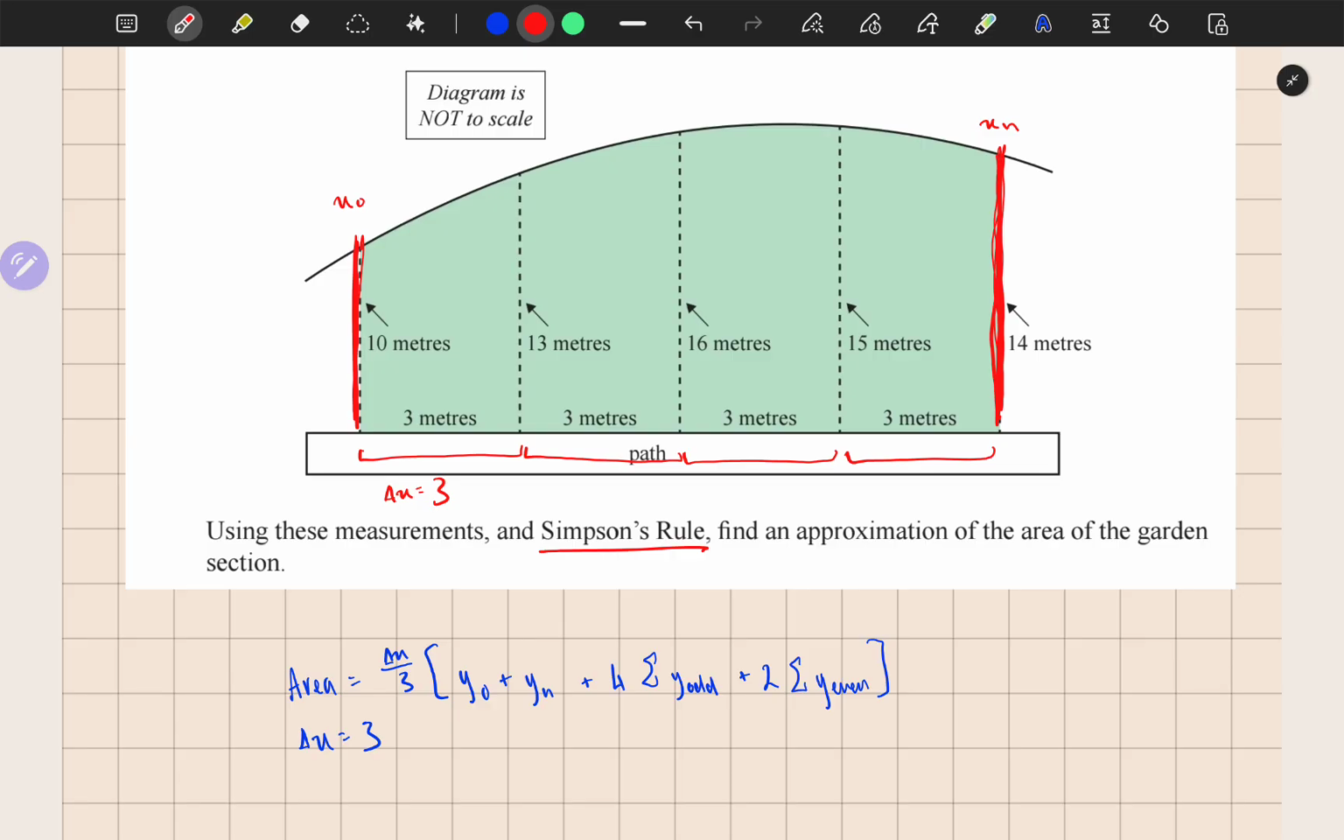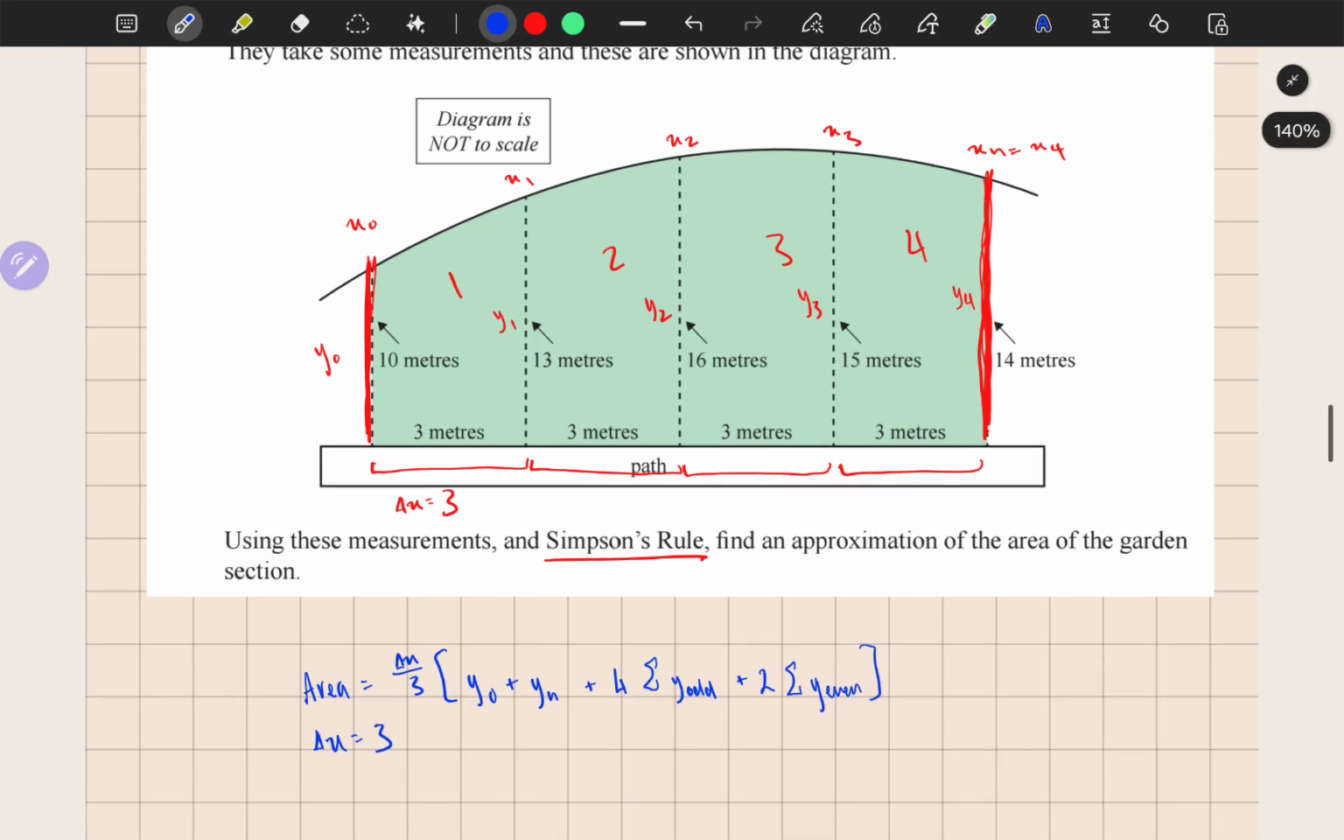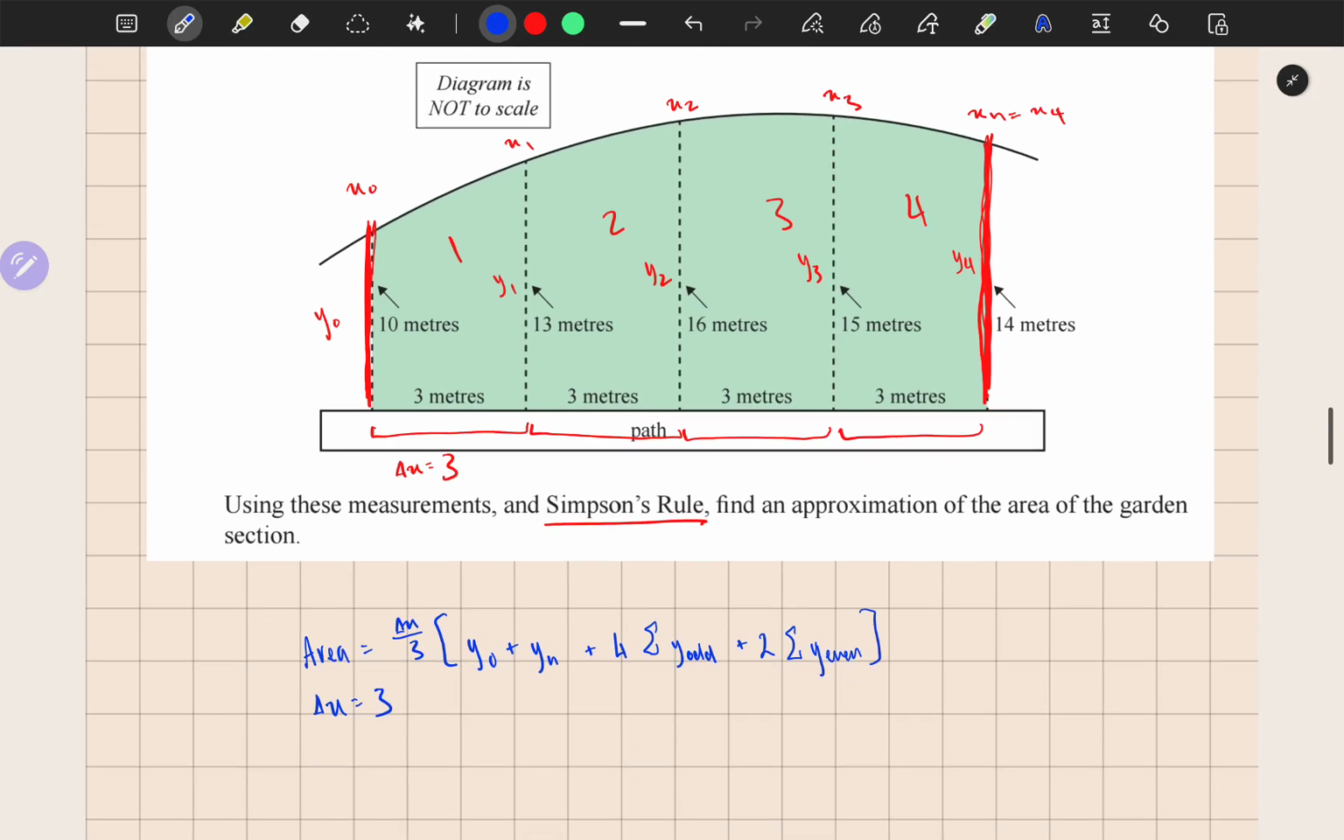Now we're going to count how many regions we have. We've got 1, 2, 3, 4 regions here. And so this is going to be x of 1, x of 2, x of 3, and then x of n is actually equal to x of 4. So there are going to be corresponding y values. So this height is going to be y of 0, y of 1, y of 2, y of 3, and then y of 4. So let's put all of this information into the area equation, the Simpson's rule.